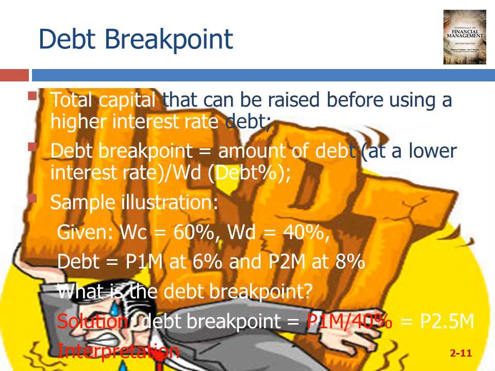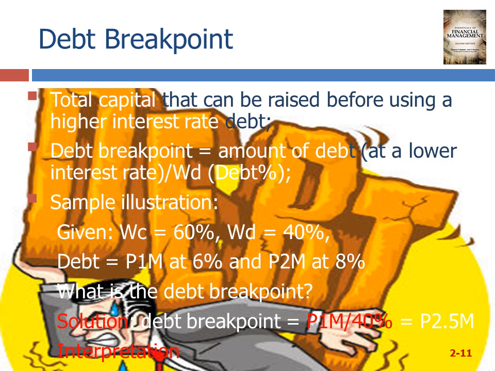Using the same example as with the retained earnings breakpoint, assuming that there is a certain amount of a project that costs 5 million, so we need to raise 5 million. So that's exceeding the 2.5 million debt breakpoint. It means that we will need to use the 6% interest rate debt and the 8% interest rate debt. But how do we prove that? So we need to compute.